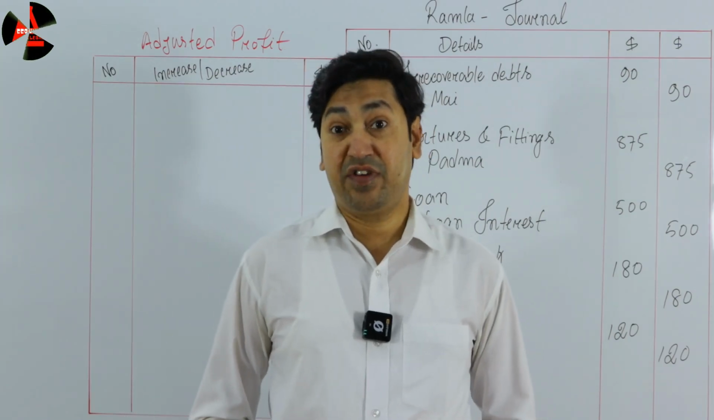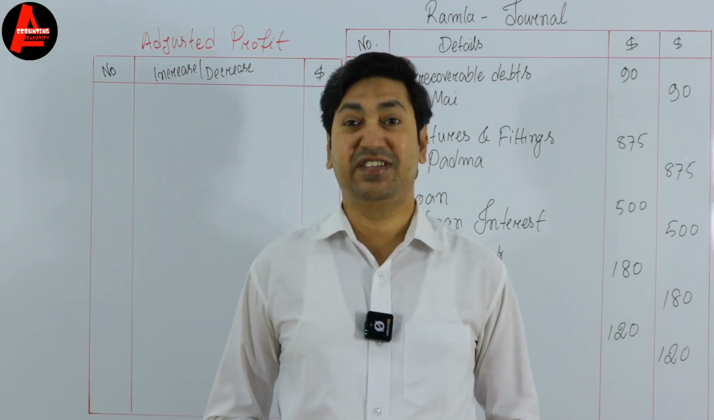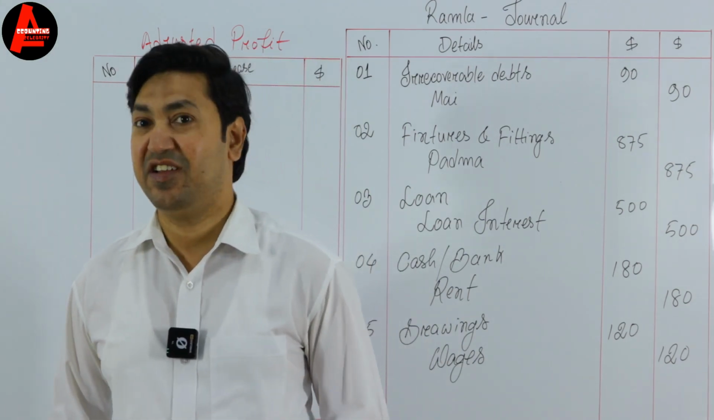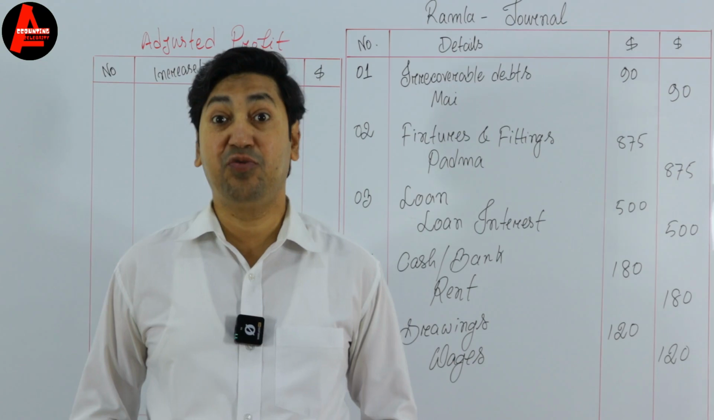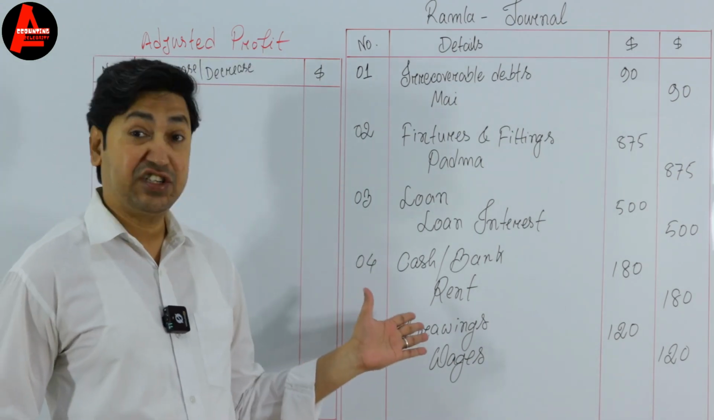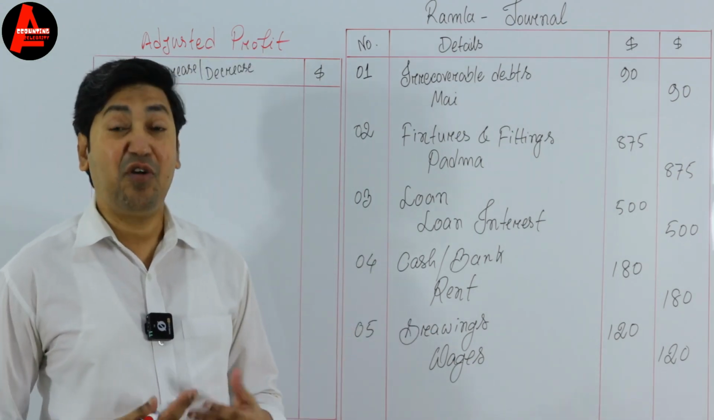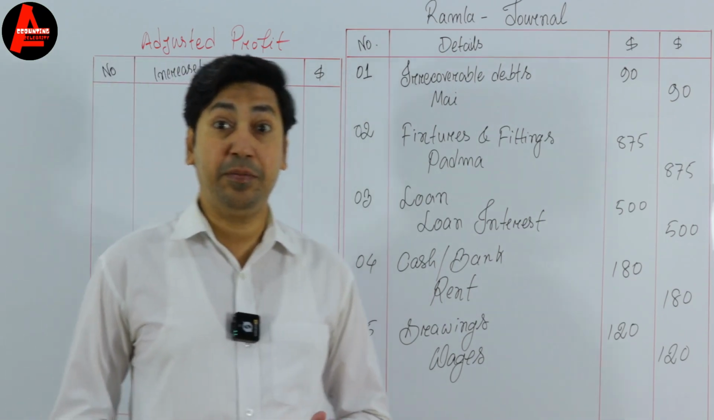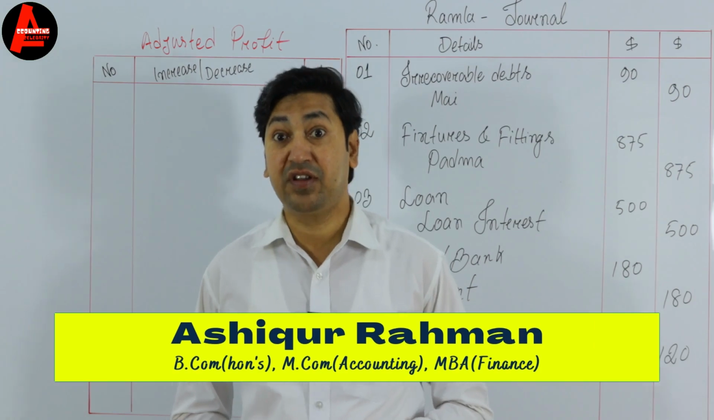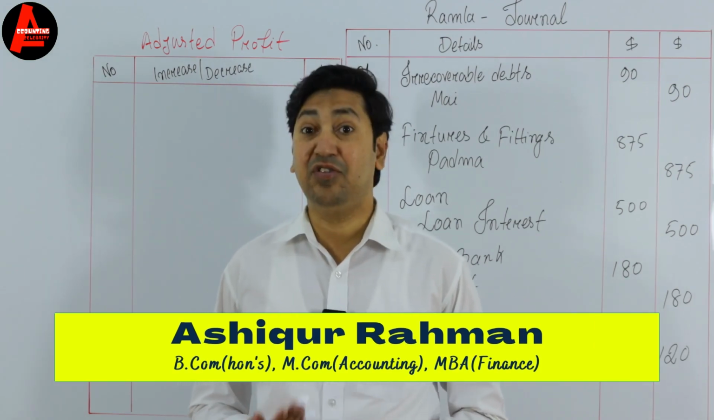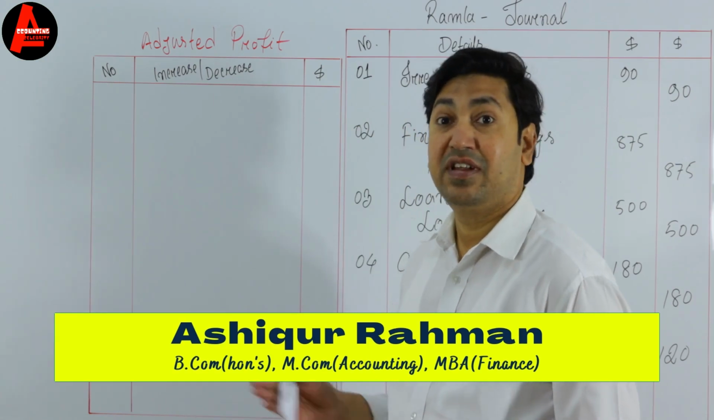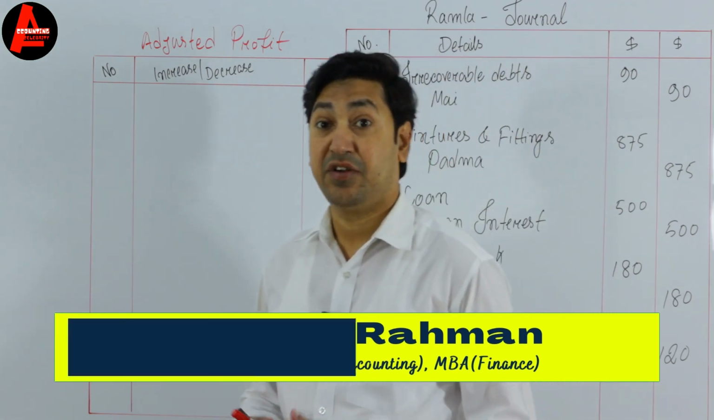Calculation of adjusted profit is not common to you, but still you need to learn it because you don't know what type of question will be there in your exam. In our previous lesson, we journalized 5 transactions. Now we will see, after the journalizing, what is the impact on the draft profit of the business, and we will calculate the final adjusted profit here. So you can practice efficiently.